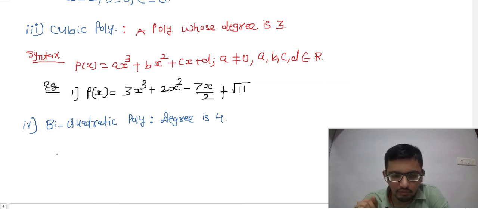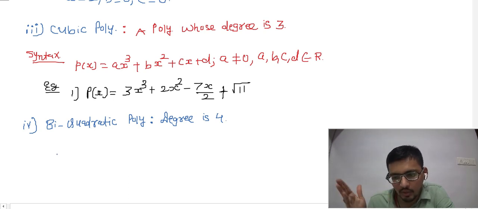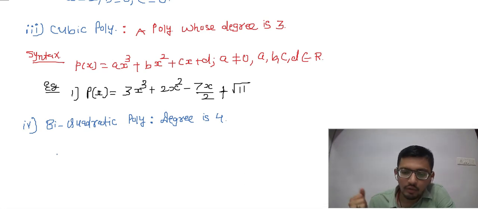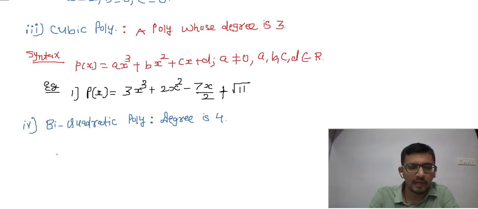General form, you can write it down yourself: p of x is equal to ax raised to 4 plus bx cube plus cx square plus dx plus e, where a cannot be 0 and a, b, c, d, e belong to real numbers. If the power is 5, there is no special name, simply you will call it a polynomial only. So these are all the types based on degree. I hope this is clear for everyone.